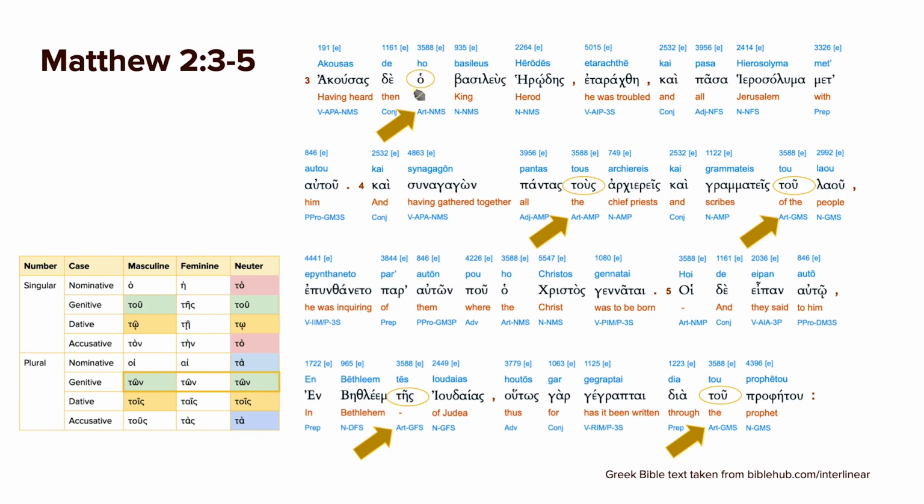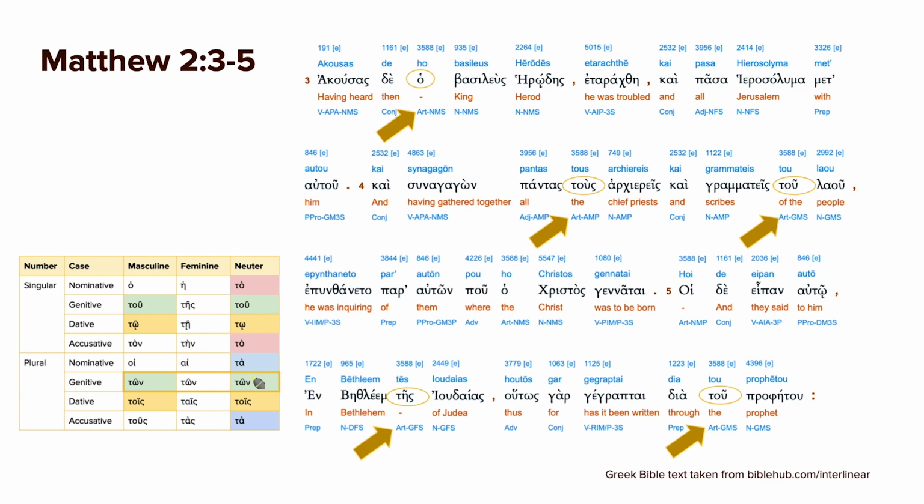And you'll also find that a lot of times before just a name, like John, you'll have the ha. So ha basileus Herodes means the King Herod, and this is the subject of the sentence, so it's in nominative. And notice how nominative masculine singular article matches nominative masculine singular king and nominative masculine singular Herodes. All right, next we have another article here, tous archieres, the chief priests.